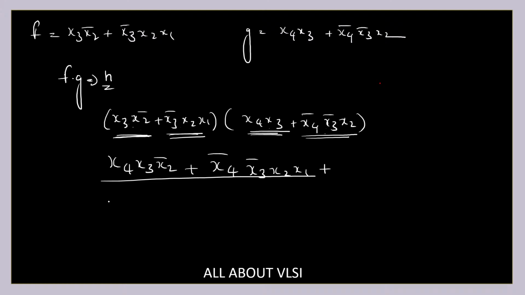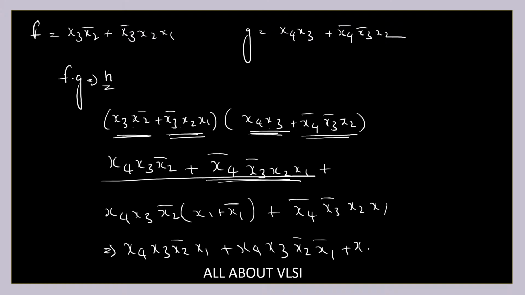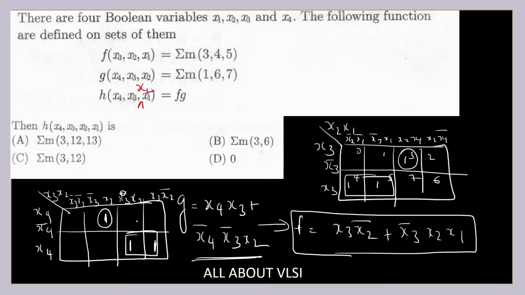So I'm going to add x4, x3, x2 bar into x1 plus x1 bar, and this is already present in standard form, so that I'm going to get x4 bar, x3 bar, x2, x1. And if I multiply, I get x4, x3, x2 bar, x1 plus x4, x3, x2 bar, x1 bar plus x4 bar, x3 bar, x2, x1, which is 3, and this is nothing but my 12, and this is nothing but my 3. Okay. So the answer is 3 and 12.